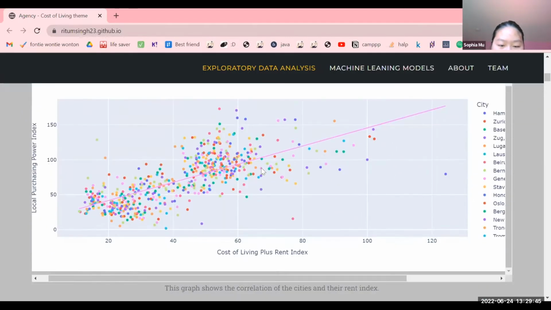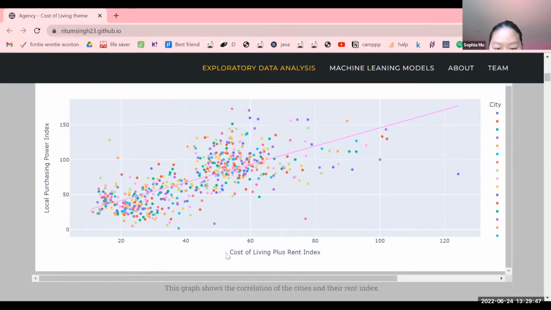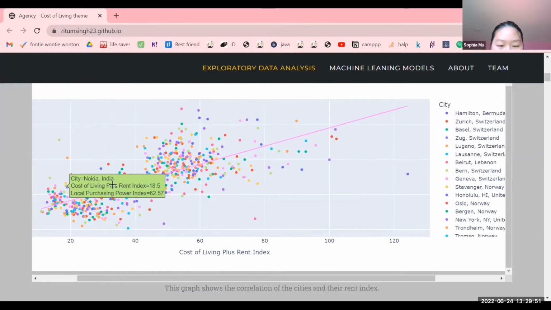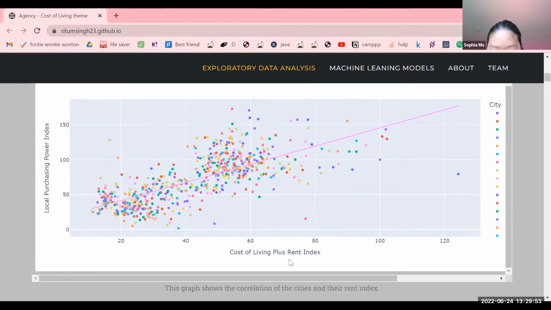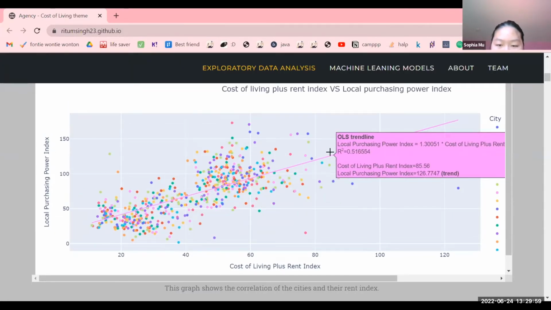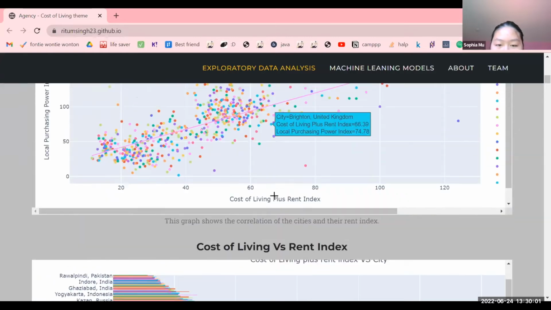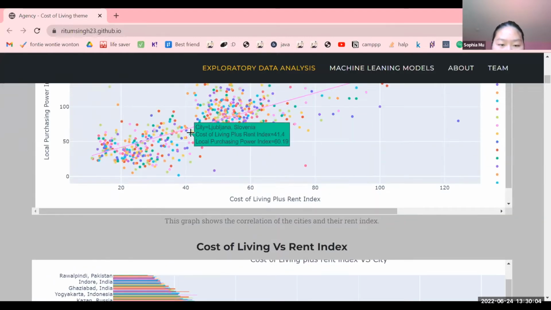This one is about the correlation between cost of living plus rent index and the local purchasing power index. So as you can see, as the cost of living plus rent index gets higher, so does the local purchasing power index, and that's what the trend line shows as well. And the colors are all the different cities in this scatter plot.